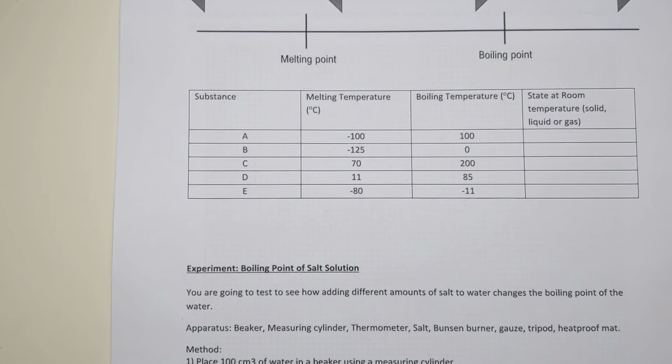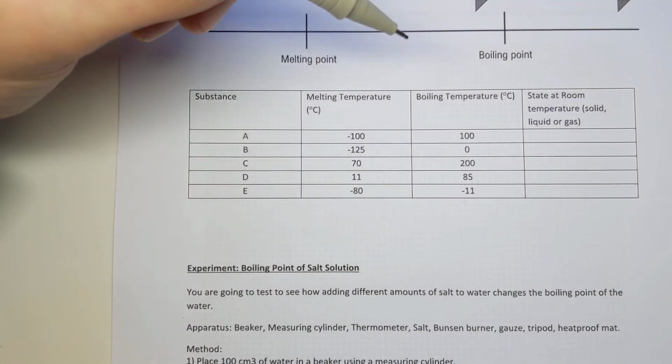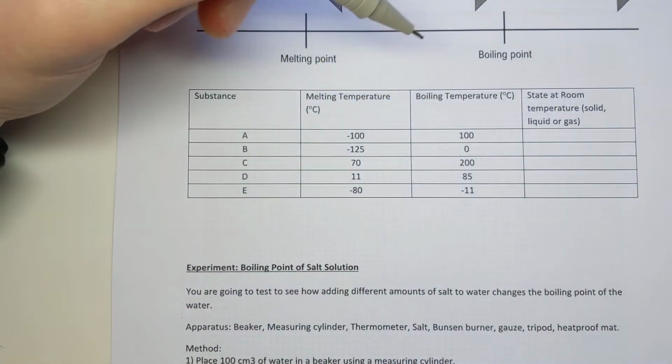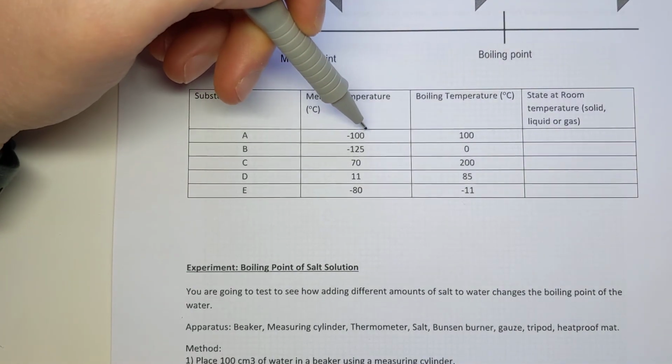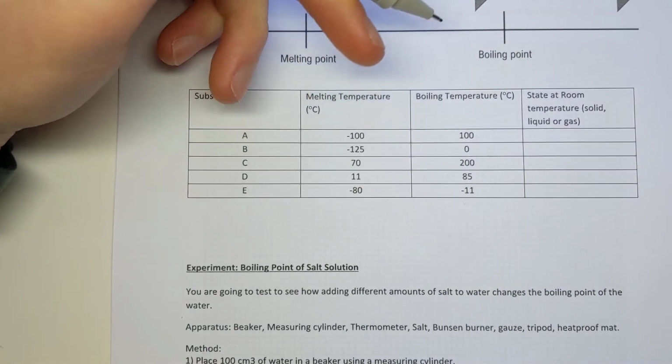The key method to working this out is that you're comparing your melting points and boiling points to room temperature. Room temperature is normally described as being 25 degrees C. So if I look at A here, if I compare the melting point and boiling point to 25 degrees C, it is at a temperature above -100.